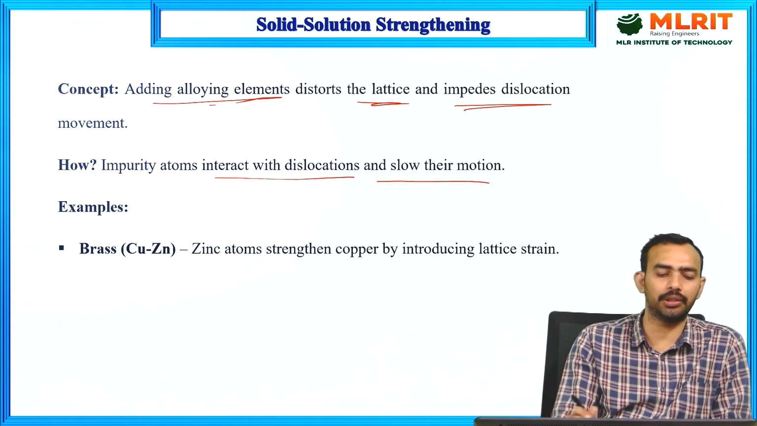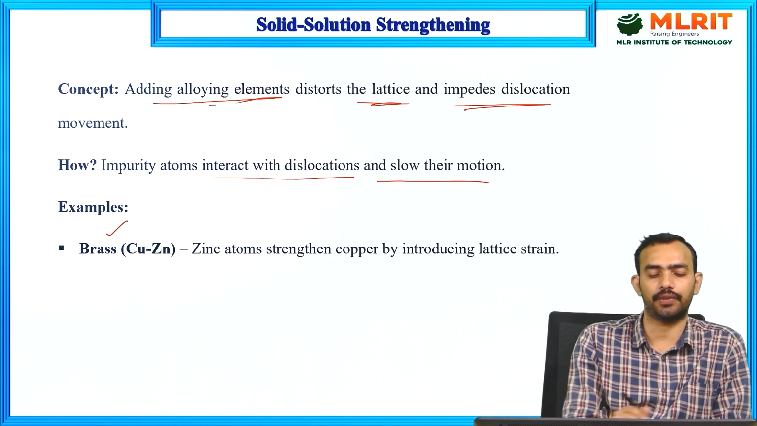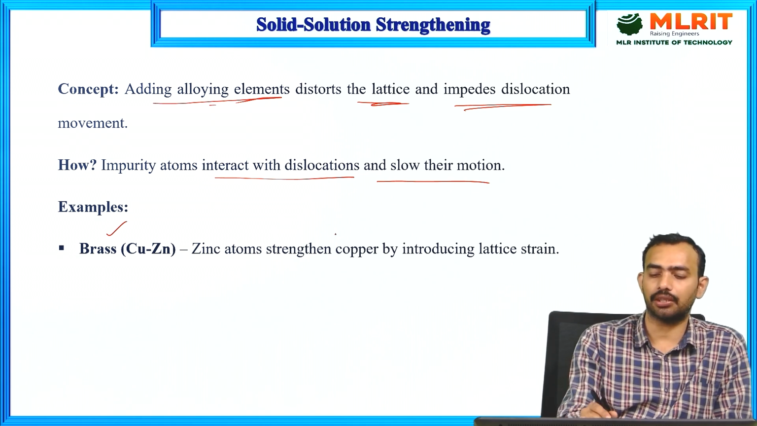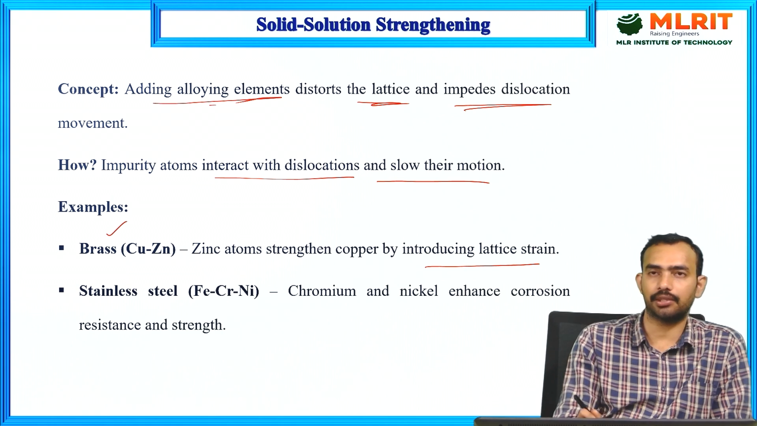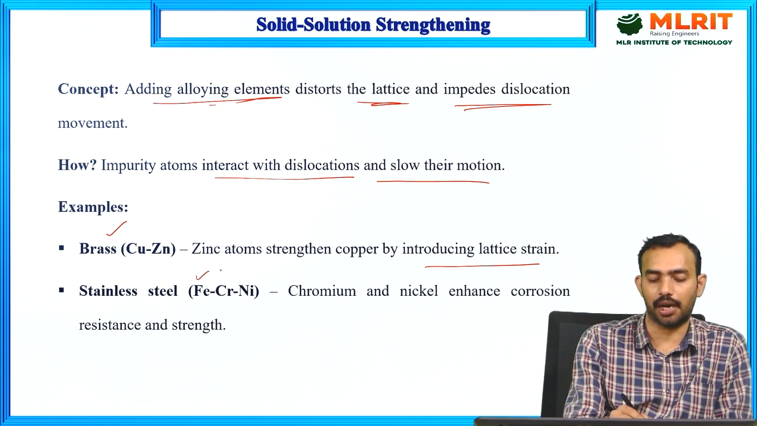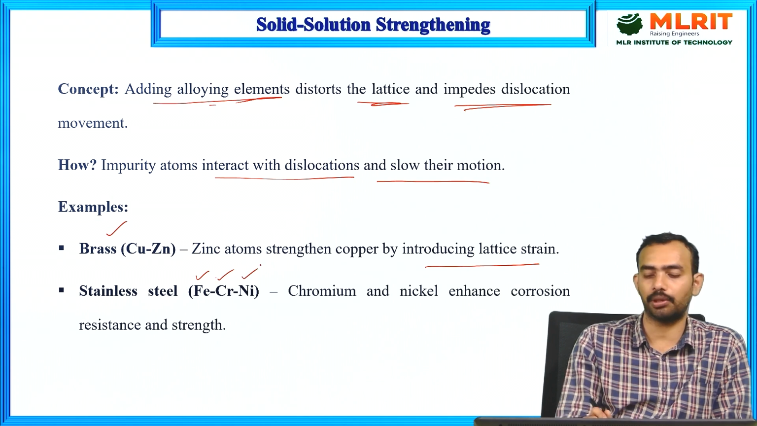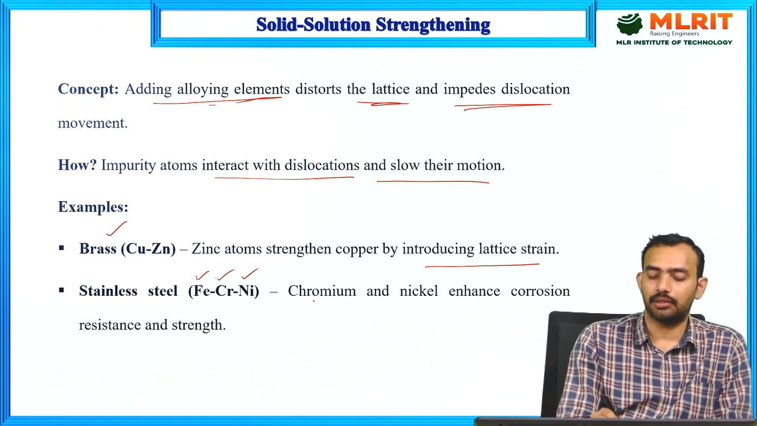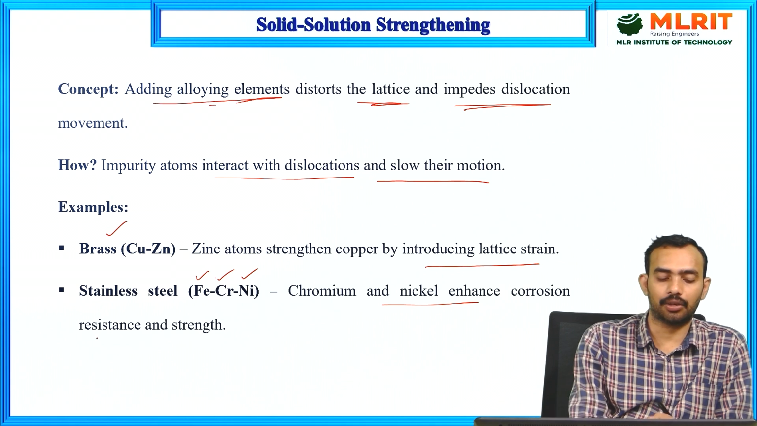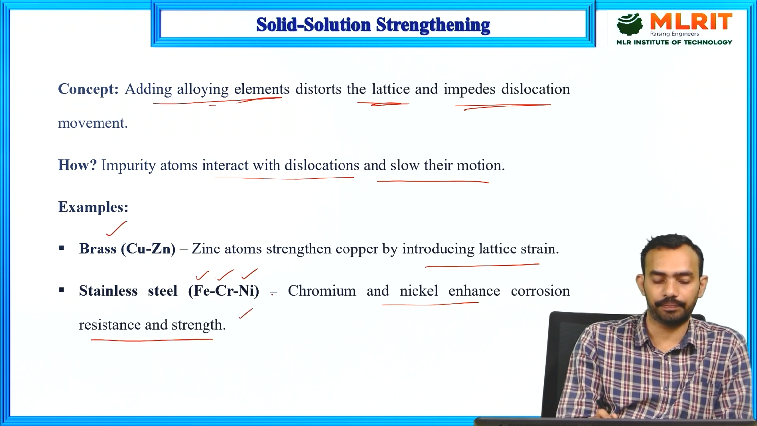An example could be brass, which is a combination of copper and zinc. Zinc atoms strengthen the copper by introducing lattice strain in the material, because of the presence of zinc atoms in the copper. Then we have stainless steel. Stainless steel, obviously, is iron and chromium. Carbon will be there, and chromium and nickel are also there. Chromium and nickel are alloying elements along with the carbon. Chromium and nickel will enhance the corrosion resistance and strength here.